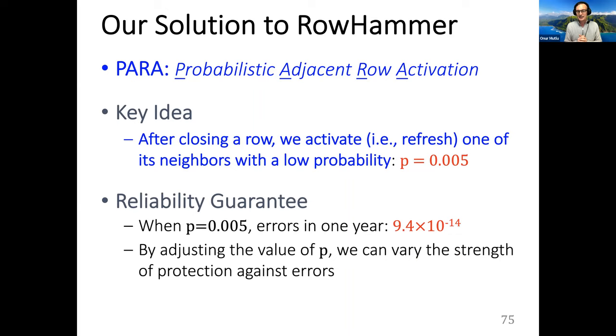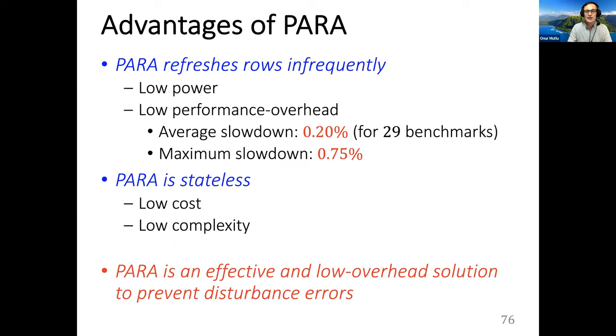This probability increases, and as a result, you get more overhead, yes, but you get better reliability and security guarantees, all of them probabilistic. The good thing about the solution is low power and low performance overhead, as we tested in the benchmarks, and it's stateless, basically. You don't need to keep track of any state, or of access counters of any sort. You can be completely probabilistic. And we argue that this is an effective and low overhead solution, but we will revisit that later on.